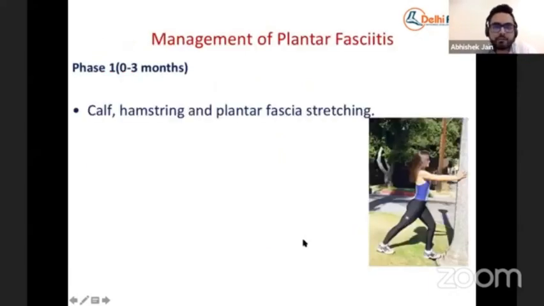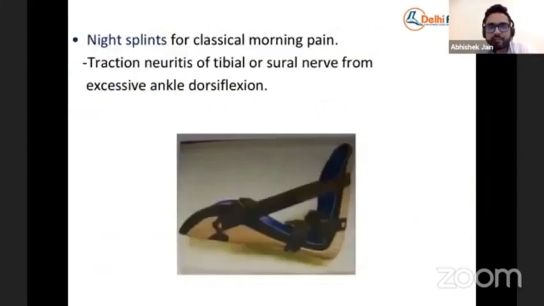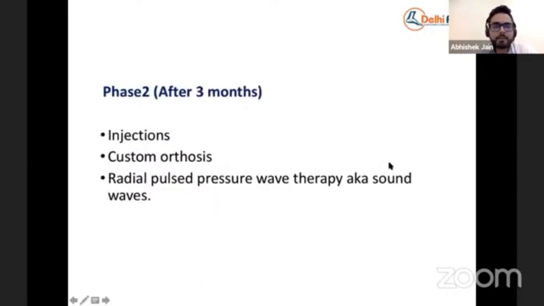Management: physiotherapy involving calf, hamstring, and plantar fascia stretch, cryotherapy, and appropriate footwear. Night splints can also be given, but beware of tibial and sural nerve traction neuritis. Injection will be given, custom orthosis, and pulse wave therapy. Injection, we do give Depo-Medrol.